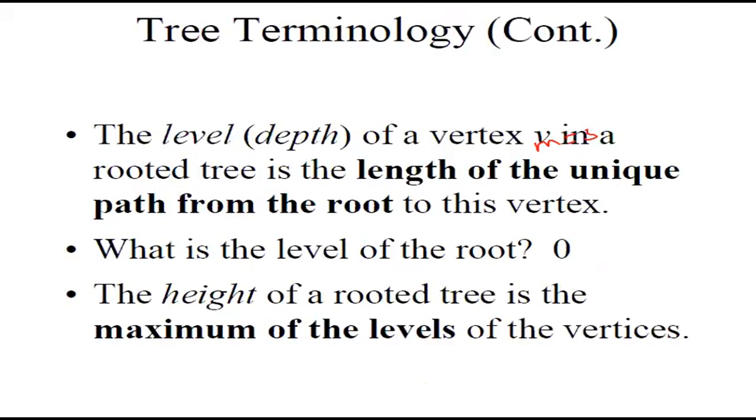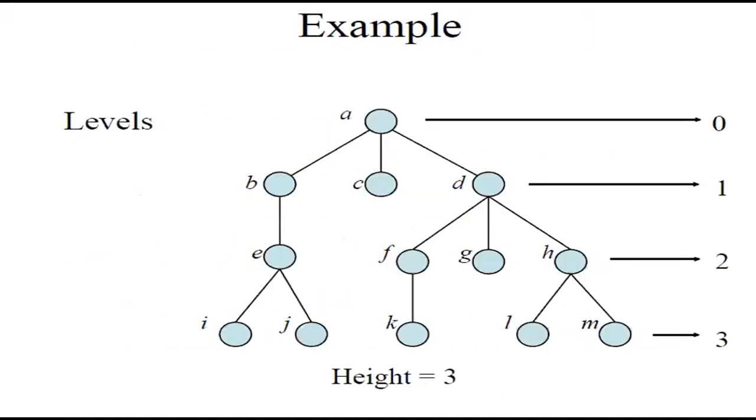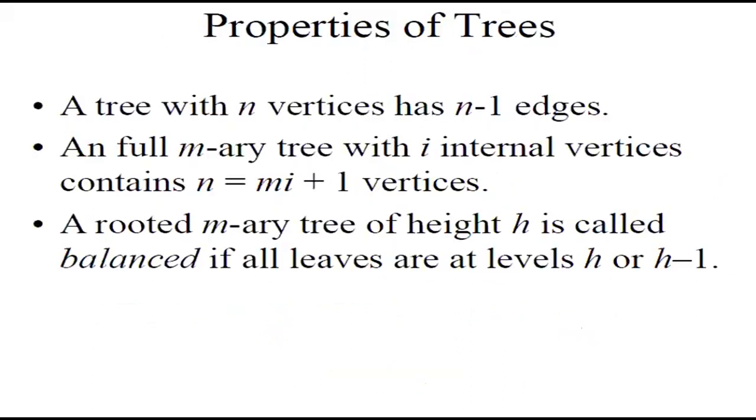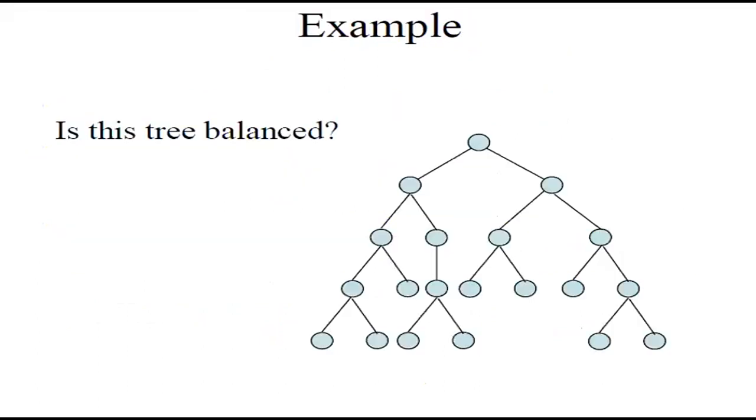Next we have the level of a vertex v in a rooted tree, which is the length of the unique path, and we have also seen the height of the tree example. So the height, in this case, is 3 since we have to start from level 0. And the properties of trees with n vertices, which we have already seen.